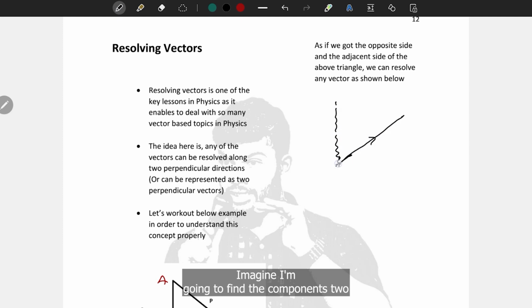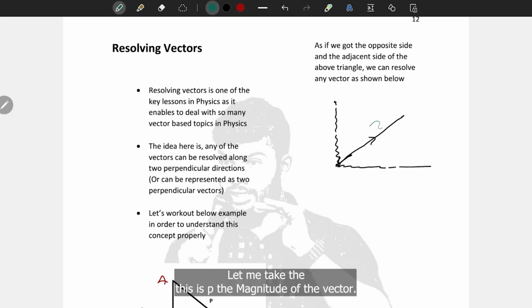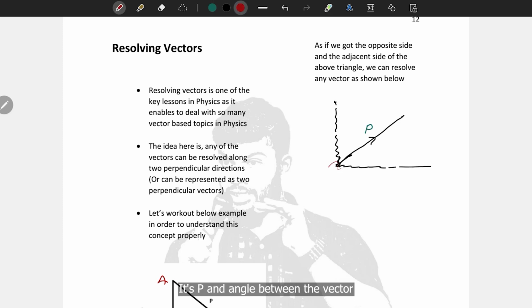Imagine I'm going to find the components, two perpendicular components, and the angle between one of the sides. Let me take this as P. The magnitude of the vector is P, and the angle between the vector and the horizontal is alpha. Same as our previous case, I'm going to complete this triangle now. Even though it is a vector, you are totally free to use geometry, right?